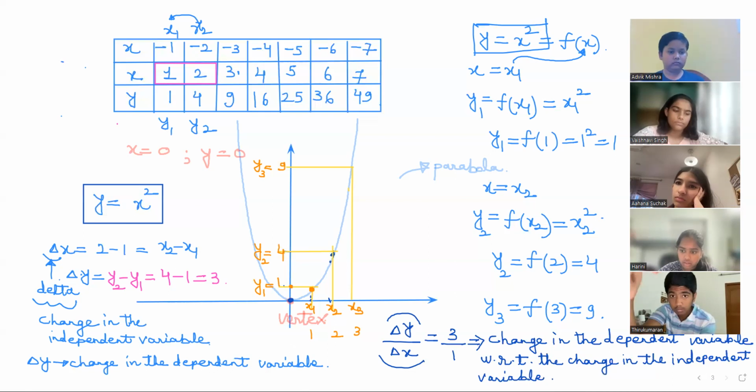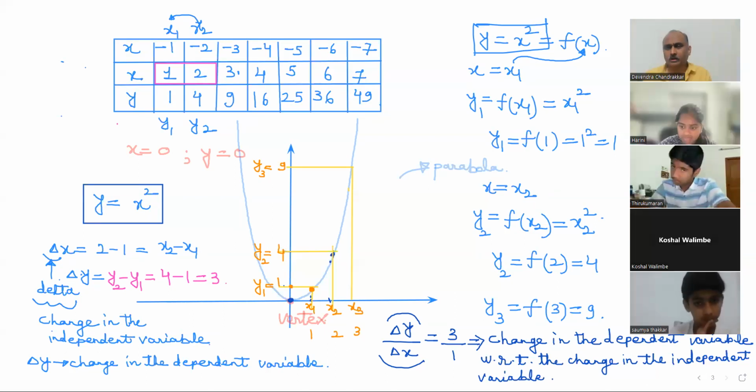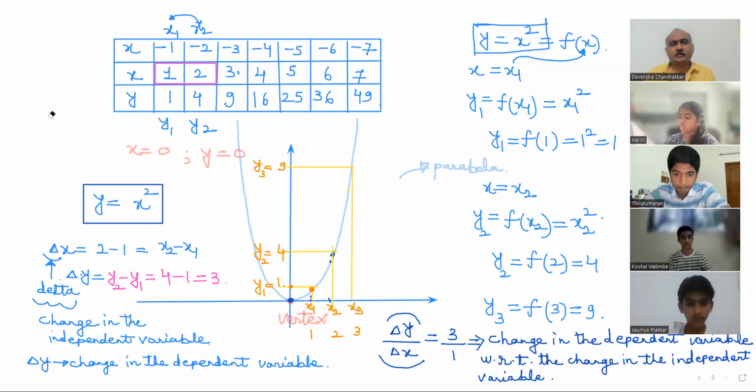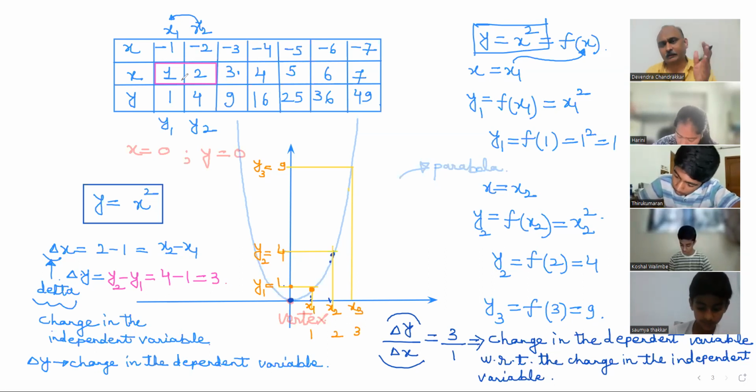Thirukumaran, did you understand or not? I understood all of this. Okay, good. Harini? Yes, sir. So all of you please write till this point. We are trying to understand how to represent what? We are trying to represent the change in the value of the dependent variable for a corresponding change in the value of the independent variable.